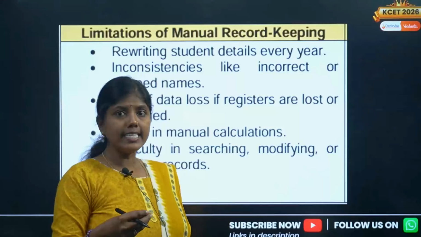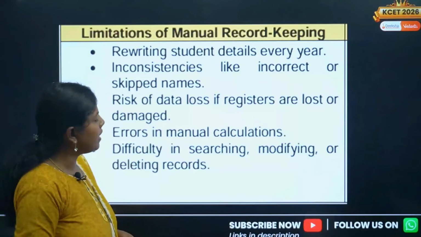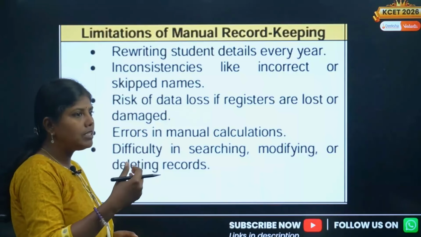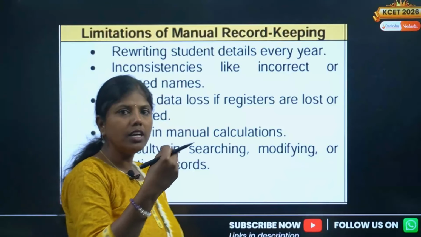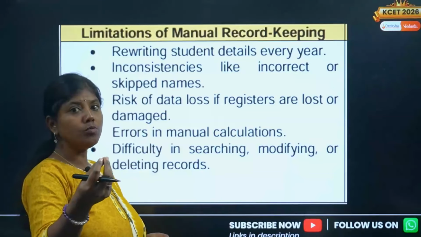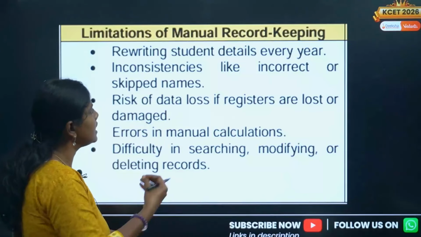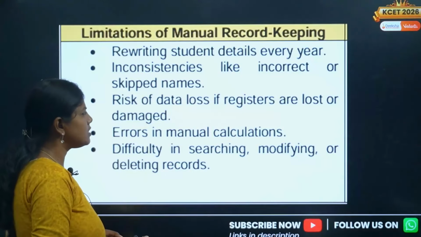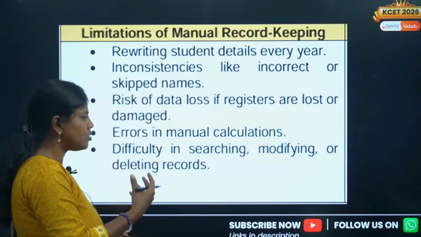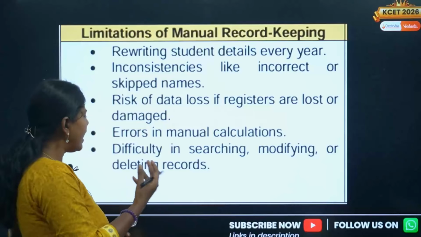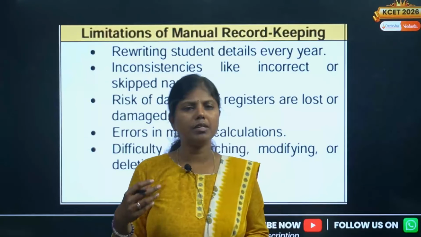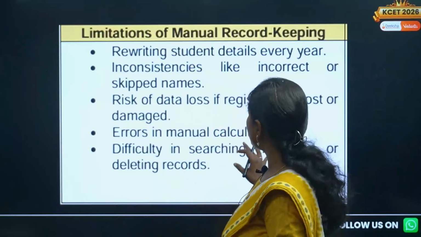So there is inconsistency. I may spell names incorrectly, or write them in a wrong way. For example, there may be two people with the same name, like Anish, and the initials also may be the same, so there may be some confusion. There is a chance that the register itself gets lost or damaged, and manual corrections and calculations may go wrong. And of course, searching, modifying, or deleting everything becomes very difficult in a manual record system.